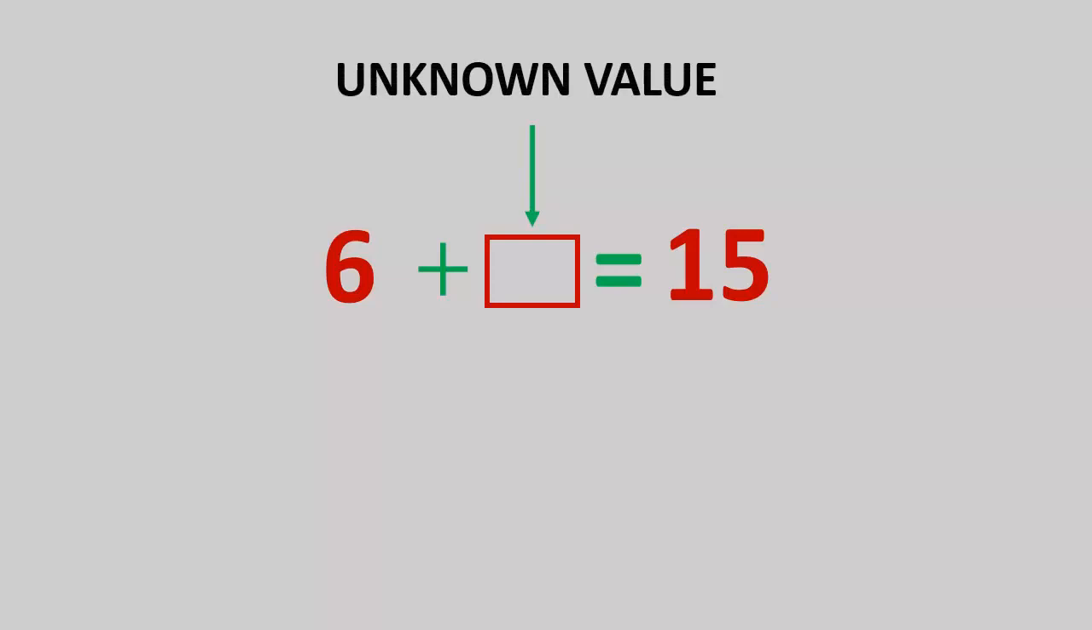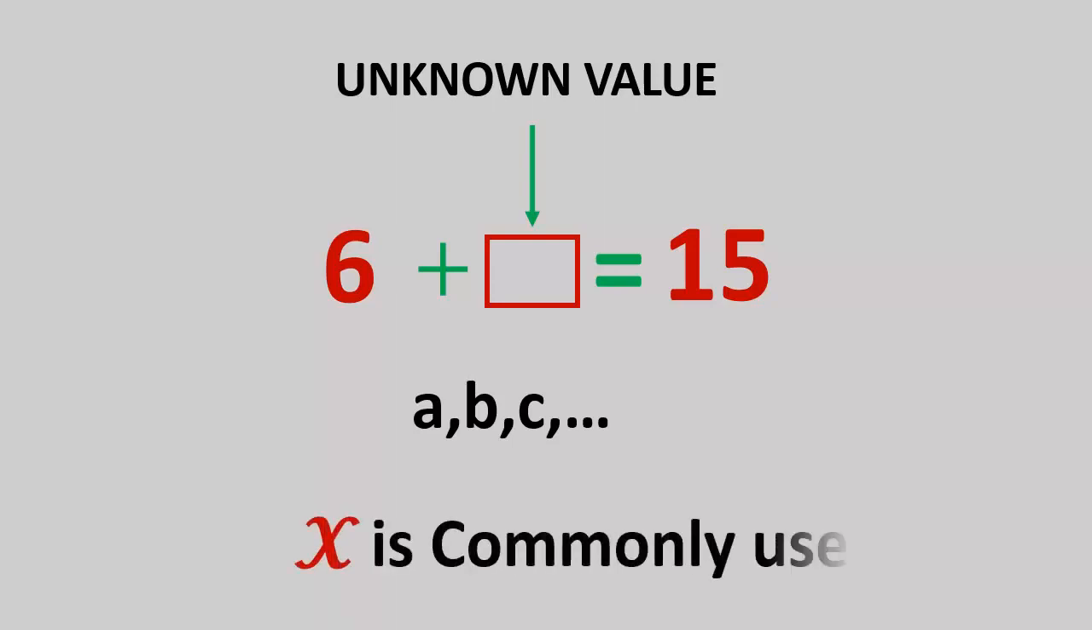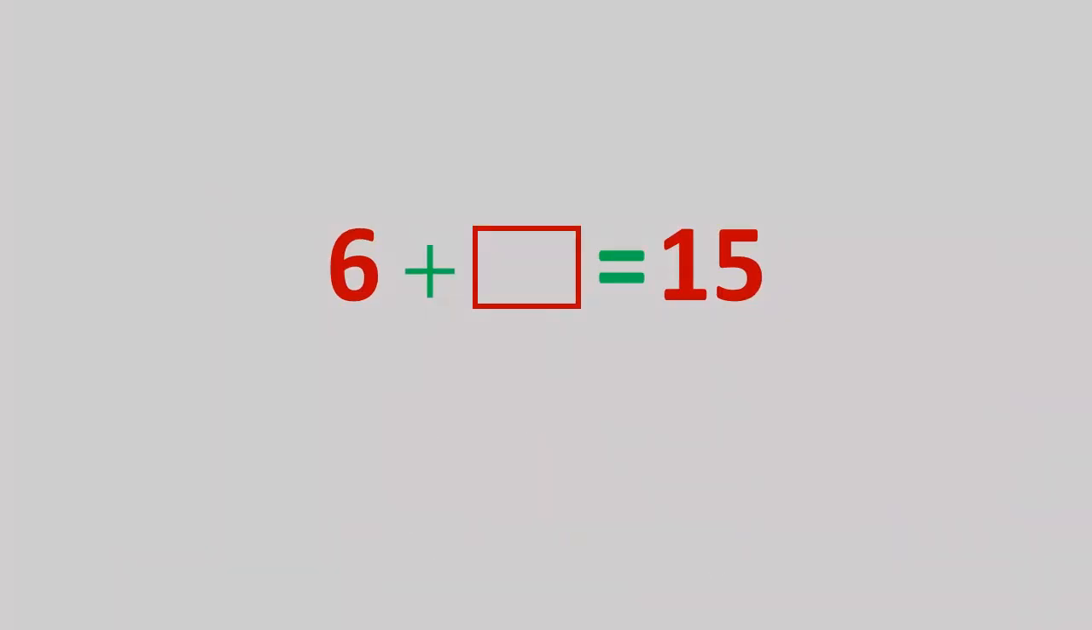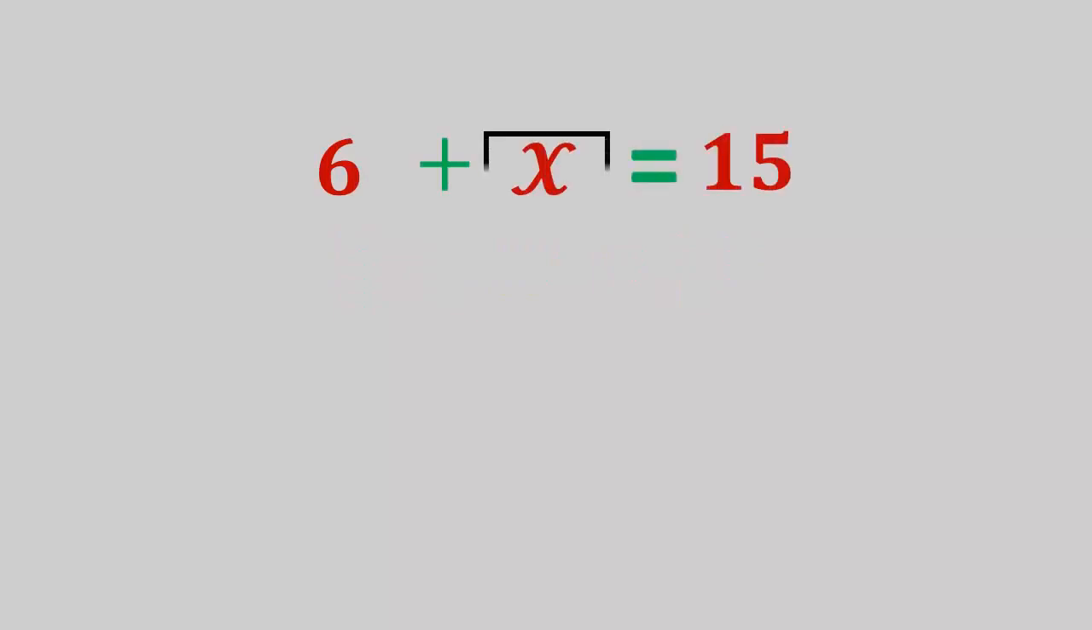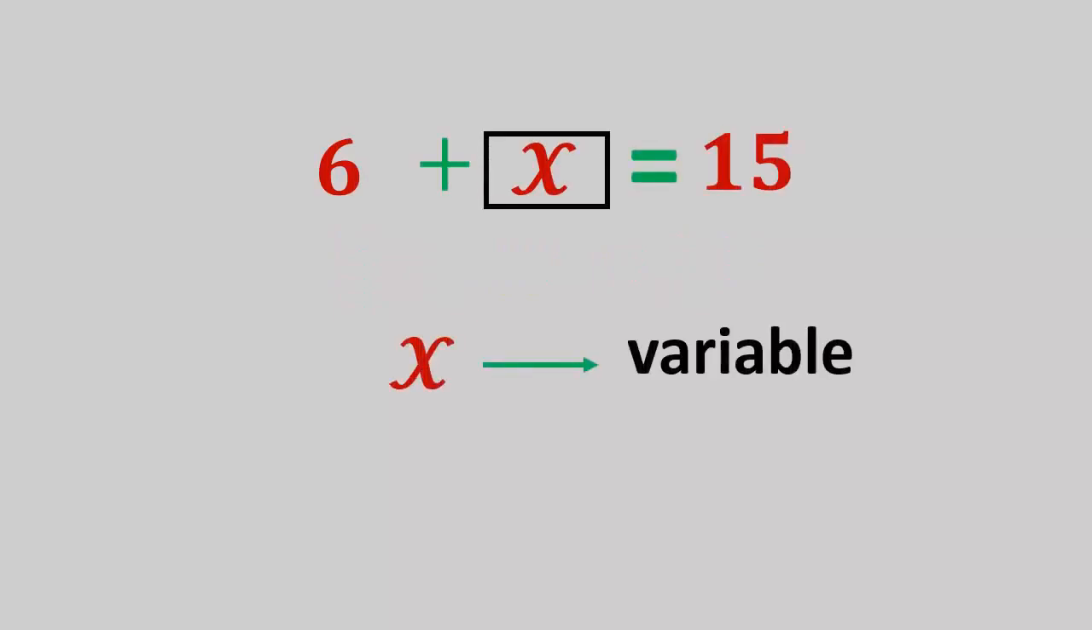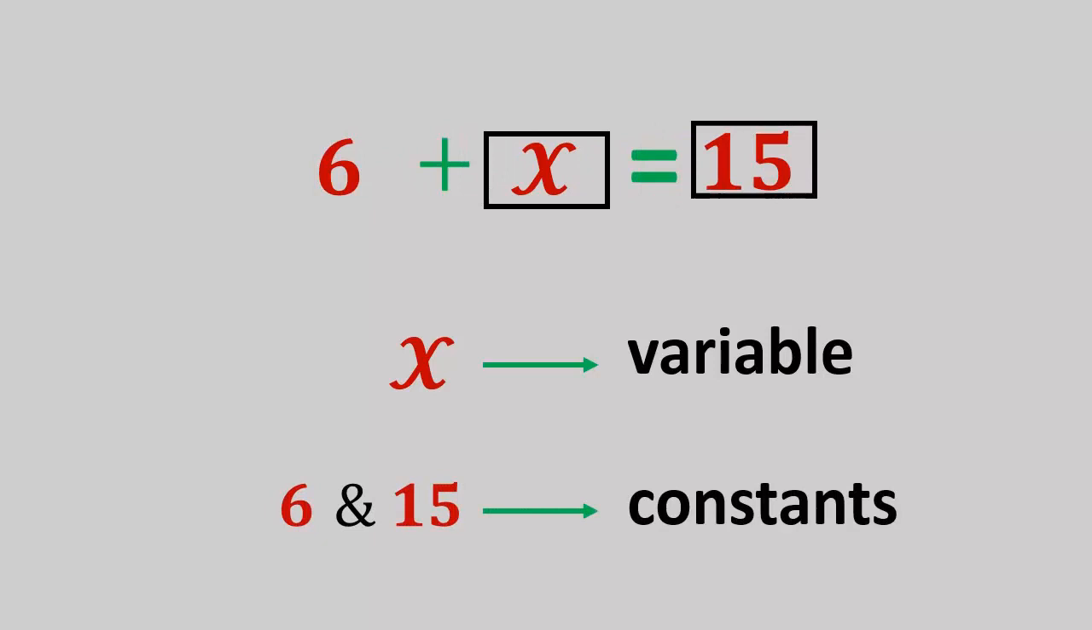This box can be replaced by small alphabets. Alphabet X is commonly used. In this equation, the empty box can be replaced by X. Here, X is the variable because the value will vary. 6 and 15 are constants because the value remains the same.